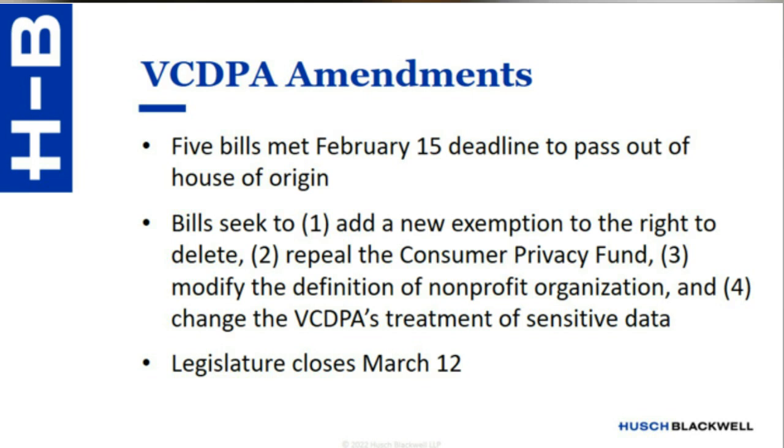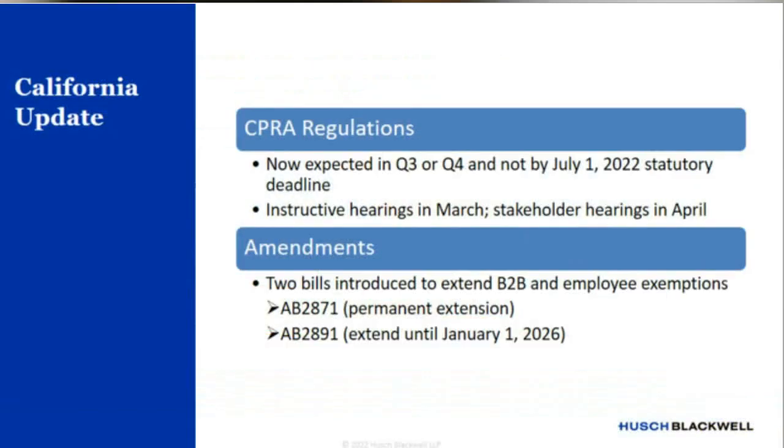Finally, then, the California update. Listen, the regs are delayed. If you're on this webinar, you probably heard already. Q3, Q4. The big news over the weekend, it happened on Friday and then was talked about on the weekend, is 2 bills were introduced to extend the B2B and employee exemptions. I know there's been a lot of questions on this. Do I know if these bills have any shot? I don't know if these bills have any shot. I don't think anybody knows if these bills have any shot right now. But they're there. We'll see what happens as the California legislature closes.